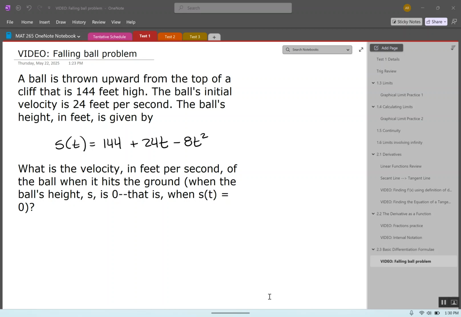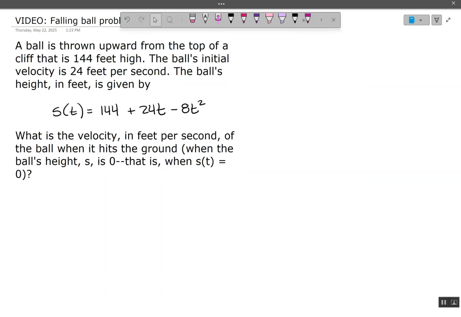Okay, friends, here is another classic problem that may or may not be on the test. It says a ball is thrown upward from the top of a cliff that is 144 feet high. So we can start drawing what's going on. Before we have a graph, let's just do a drawing. So here's our cliff. It's 144 feet high. And we are throwing this ball upward.